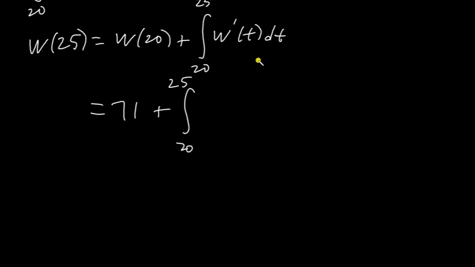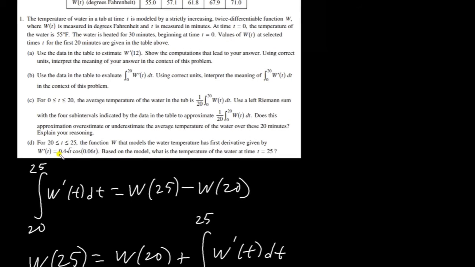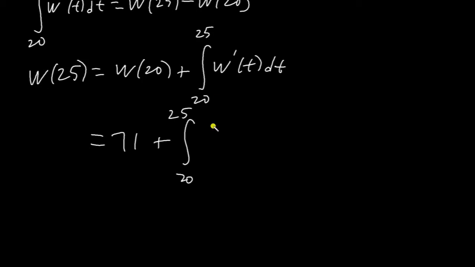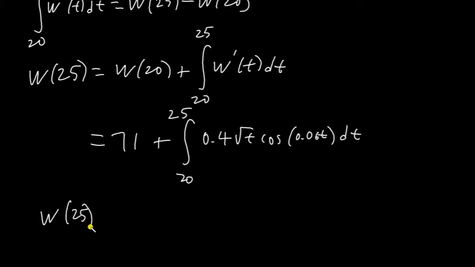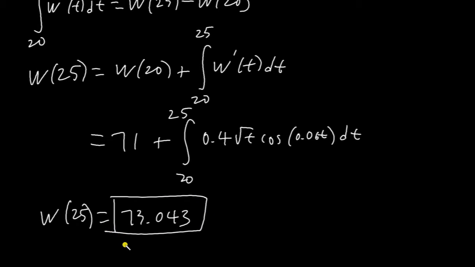What's W prime of t? Well, between 20 and 25, we know it's equal to this, right? So I'll plug that in, 0.4 square root of t cosine of 0.06 t dt. And so if you throw this in your calculator, you get that W of 25 equals 73.043. Okay, this was a 2-point question, 1 point for the correct integrand and 1 point for the correct answer.